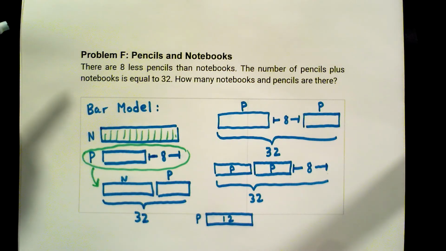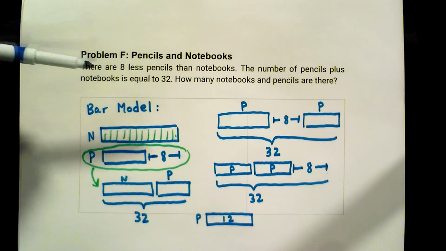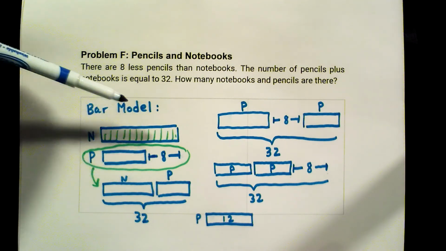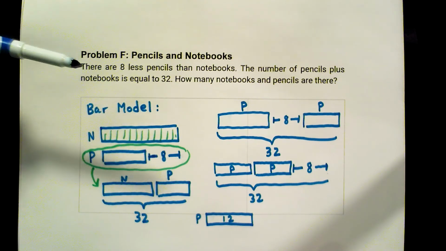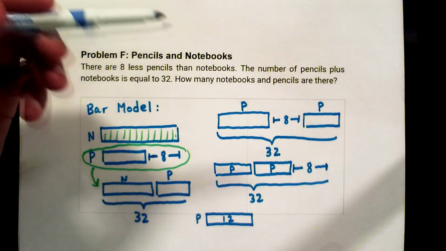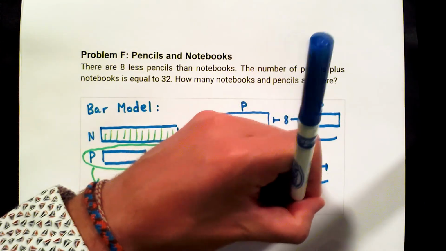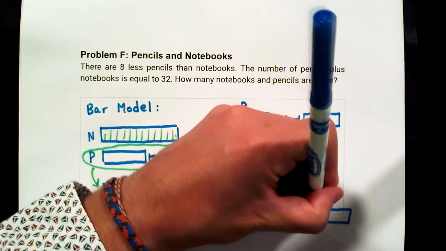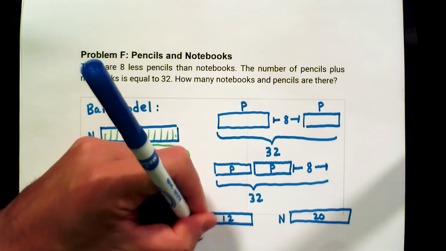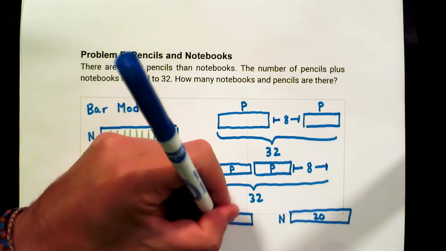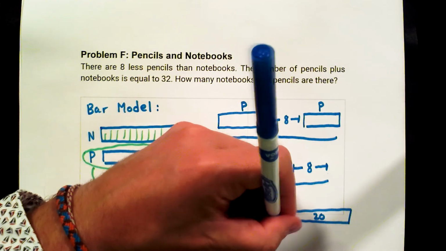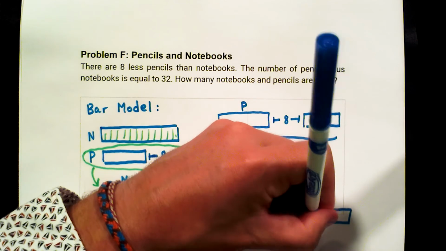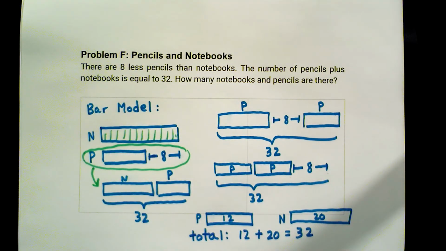So there's 12 pencils. And how many notebooks? I can go back to my first model in which I knew that there's 8 more. So I have to have 12 plus 8, 20 notebooks. And so if the question is about the total, I can do 12 plus 20 equals 32. And that's the solution to the problem.